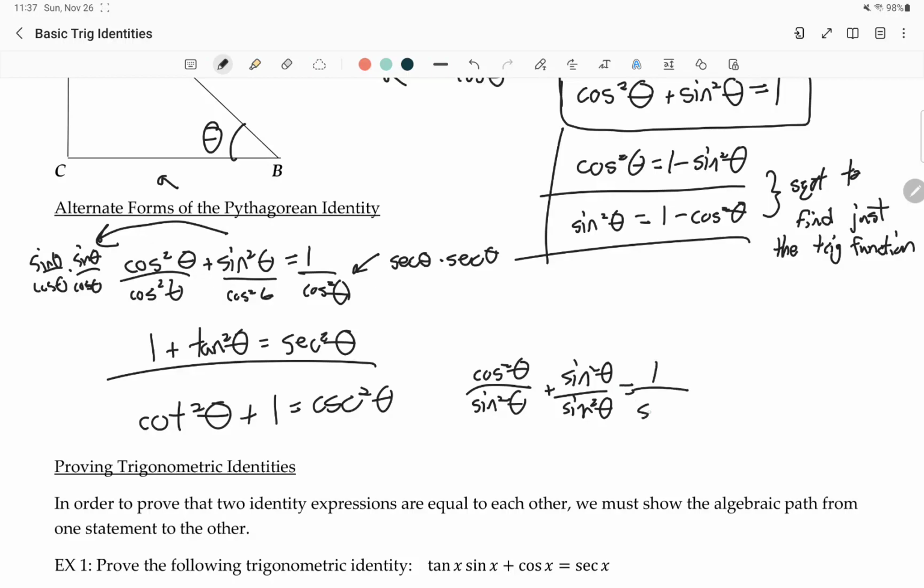And then 1 divided by sine squared theta. It's the same idea as the cosine squared theta. It's going to be cosecant. It's going to be this times that, right? And this is just equal to cosecant times cosecant, which is equal to cosecant squared, like that.